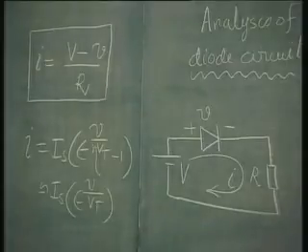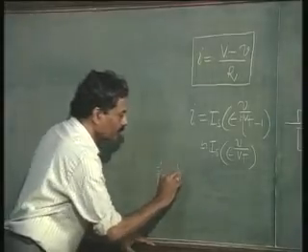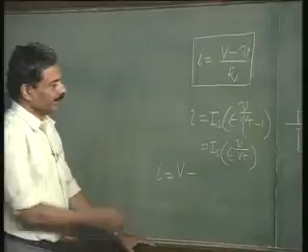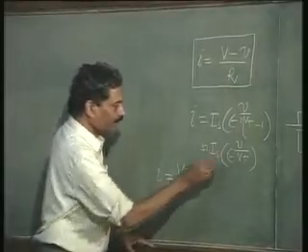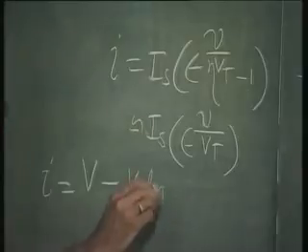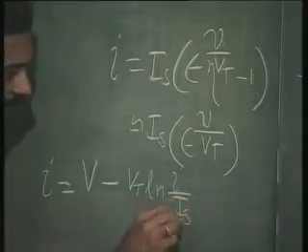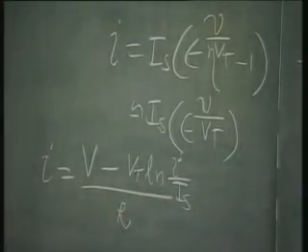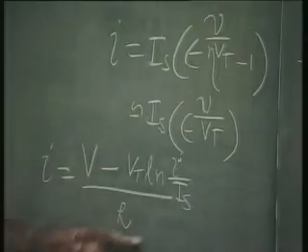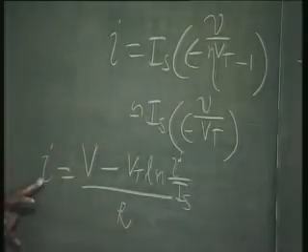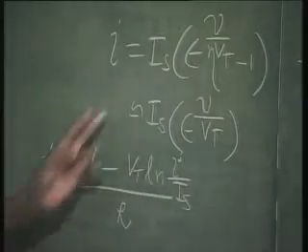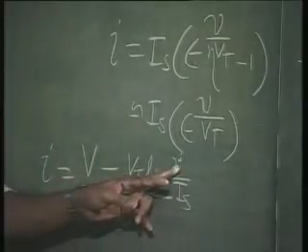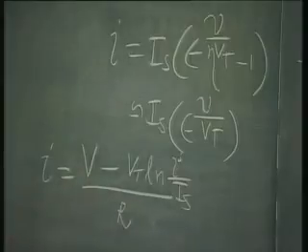Under this condition, we would like to evaluate the current. Then we can substitute here I is equal to V minus, in fact we can put V here, which is nothing but Vt log I by Is, divided by R. This we had done earlier also. So, this is a nonlinear equation. I, the current to be evaluated, is given in terms of a nonlinear expression in the current itself. So, it is not so easy to solve this exactly.